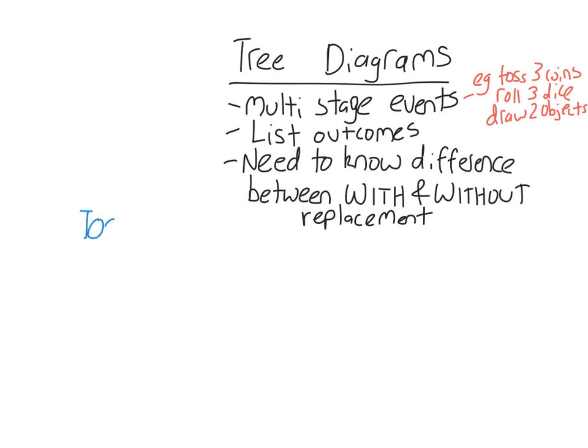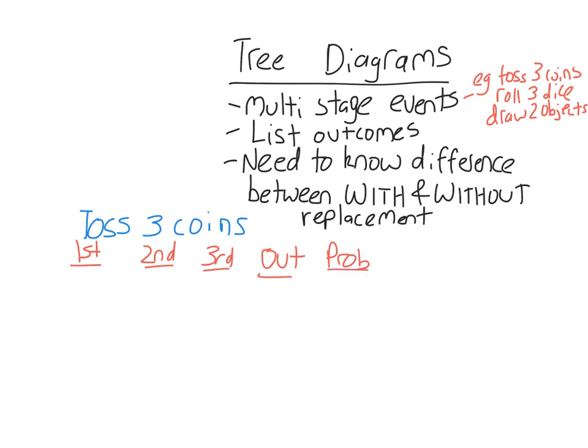So let's say, for example, we're going to toss 3 coins. I'm going to do a tree diagram to help me list all the outcomes. Going across, you have the first stage, possible outcomes, second stage, possible outcomes, third stage, possible outcomes. Then you list them all in a column, and you can also have a column for the probability. So let's look at it.